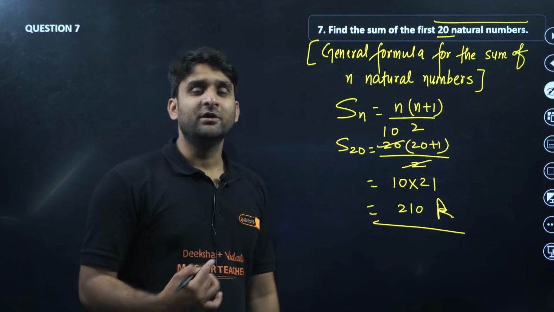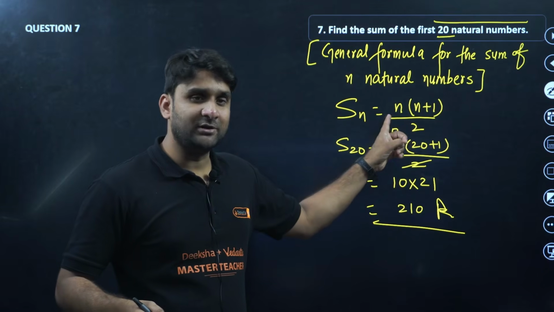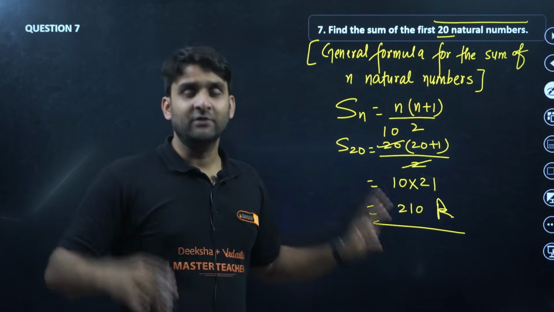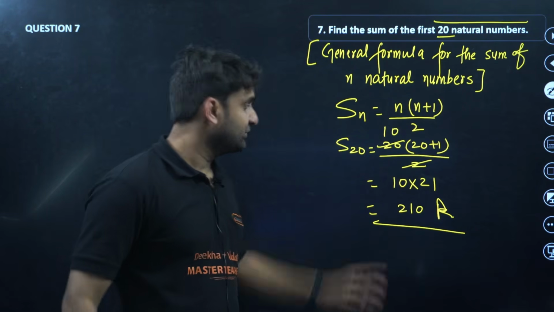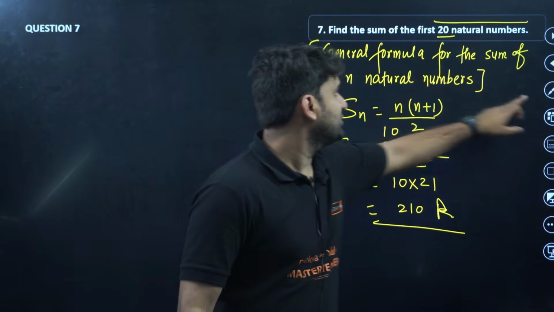If I ask you, find the sum of first 100 natural numbers, you can put 100 in the place of n. Find the sum of first 50 natural numbers, 50 will come here. Clear? Moving to the next question.